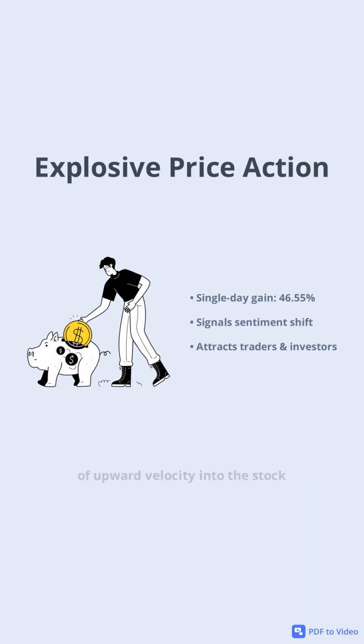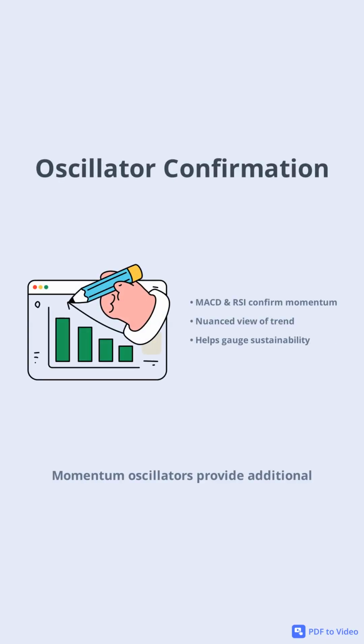This surge has injected a burst of upward velocity into the stock, attracting both short-term traders and long-term investors seeking to ride the wave. Momentum oscillators provide additional confirmation of DVLT's upward trajectory. By examining indicators like the MACD and RSI, we can gain a more nuanced understanding of the stock's current momentum and whether it's likely to continue in the near term.